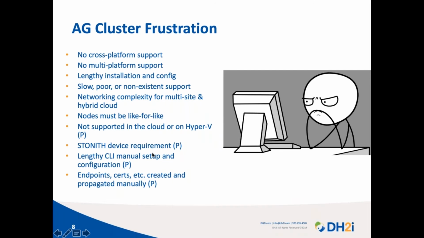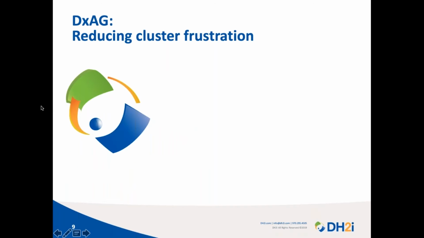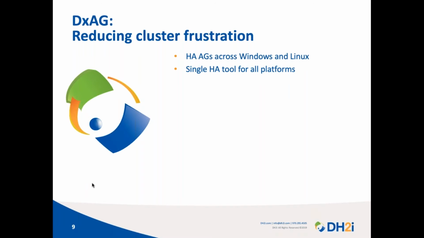So I wanted to revisit this slide, just kind of remind ourselves what these frustrations are that people are facing, and then walk through how DxAG differs. So number one, we can make highly available availability groups across both Windows and Linux. Creates a single high availability tool for all platforms. So maybe you don't want a cluster that necessarily spans Windows and Linux. Well, with this, you could have separate clusters, but use the same tool to manage those separate clusters.